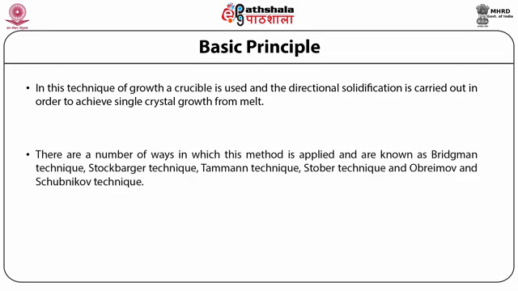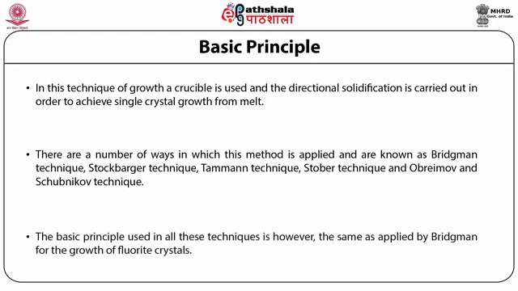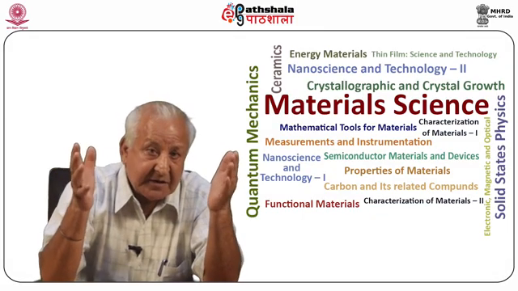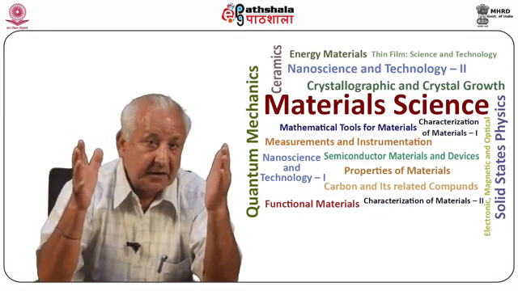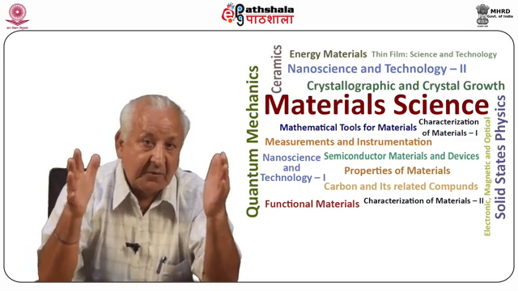There are a number of ways in which this method is applied and are known as Bridgman technique, Stockbarger technique, Tammann technique, Stöber technique, and Obreimov and Shubnikov technique. The basic principle used in all these techniques is, however, the same as applied by Bridgman for the growth of fluorite crystals. The apparatus used in the Bridgman technique is shown in figure 31.2.